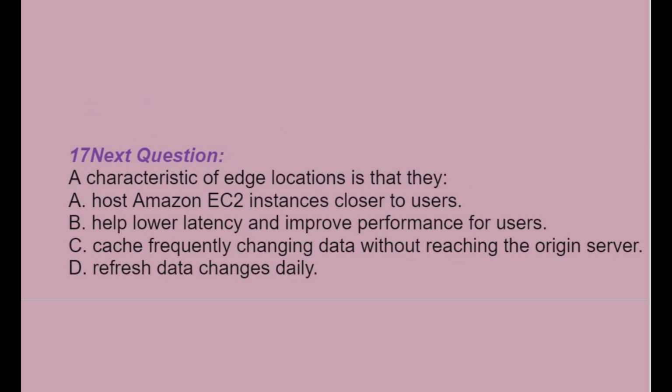Question is: a characteristic of edge locations is that they option A, host Amazon EC2 instances closer to users. Option B, help lower latency and improve performance for users. Option C, cache frequently changing data without reaching the origin server. Option D, refresh data changes daily. Correct answer is option C.